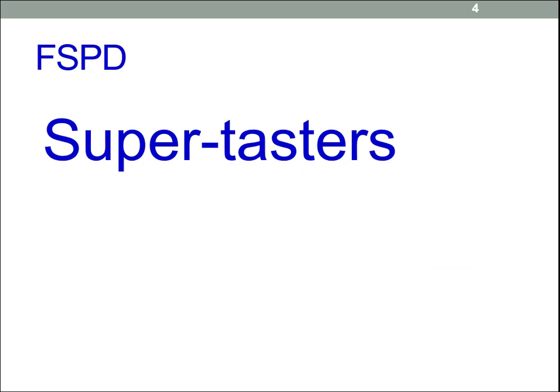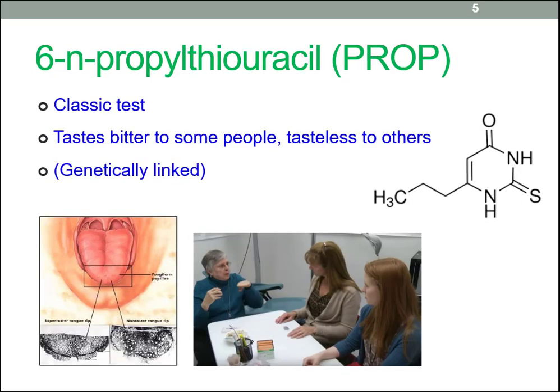Okay, so super tasters. The ability to taste bitterness is genetically linked. Adults who can taste PROP are usually more sensitive to bitter taste and fattiness, and often show less acceptance of foods that are high in these taste characteristics. You click on the link there with the picture of the tongue and the video of the people sat around a table, you get a lot more information on this.